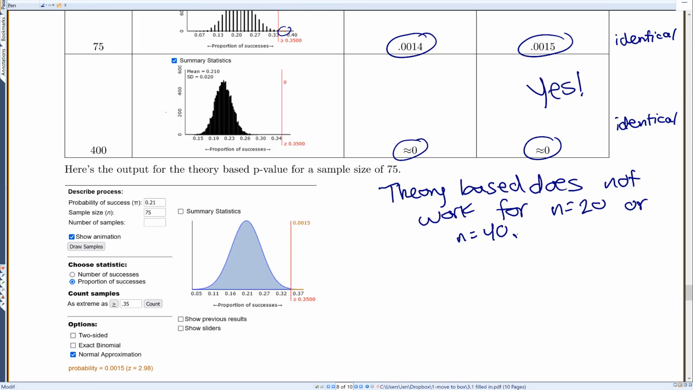And just so you have it in your notes, here's what it looked like when I did the theory-based p-value. I want to remind you, you can always do the simulations, but if you only cared about the theory-based, you could just put in the 0.21, put in the sample size, say count for as extreme as 0.35, click normal approximation, and it will tell you this is your theory-based p-value. And it will even draw the normal curve. There's no simulations behind it because I didn't do the simulations. If you click the summary statistics, it will tell you the theory-based mean and SD, just in case you wanted to find those.